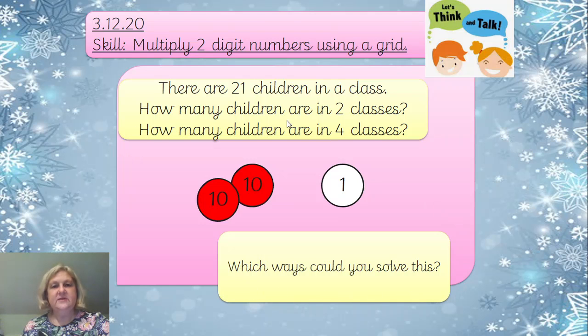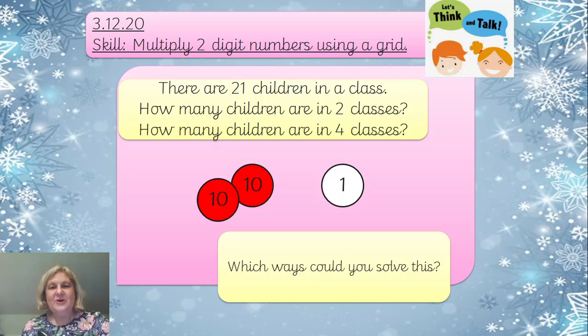So think of the first one: how many children are there in 2 classes? How could you solve this? What methods could you use? We know quite a few of these. We did a list of them last week. Have a think about the different ways that you could solve this. You might want to pause the video here. And the other way of doing it is to think about how many children there would be in 4 classes. Have a little think about that one, and different ways you could solve this, and pause the video.